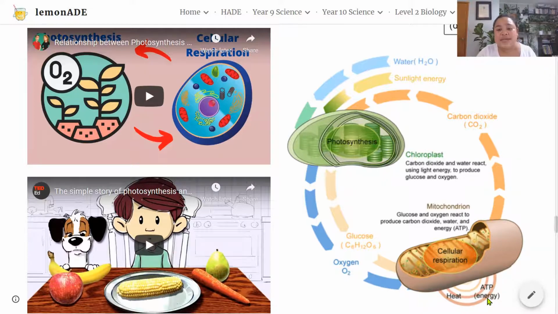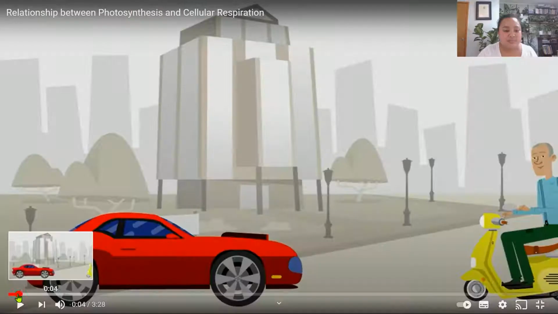So can you see how the reactants of photosynthesis, so the carbon dioxide, is the product of respiration? And can you see how the reactants of respiration is the product of photosynthesis? This is how they're linked. Now let's watch this video so you can better understand the relationship between photosynthesis and respiration.